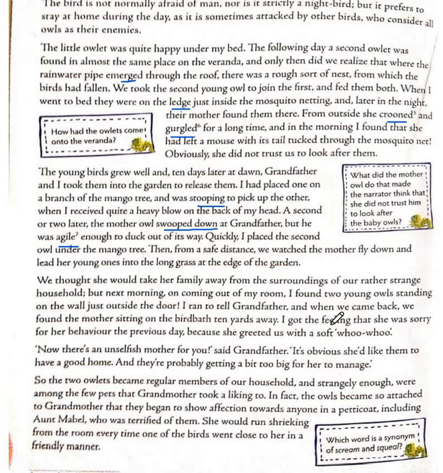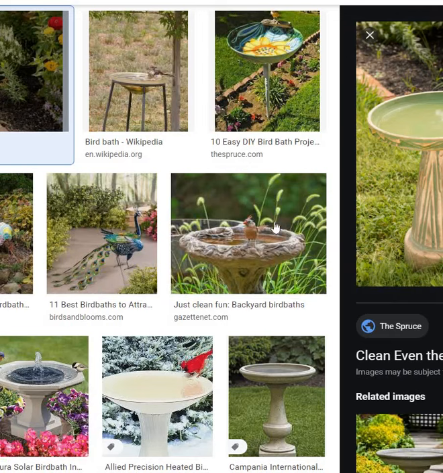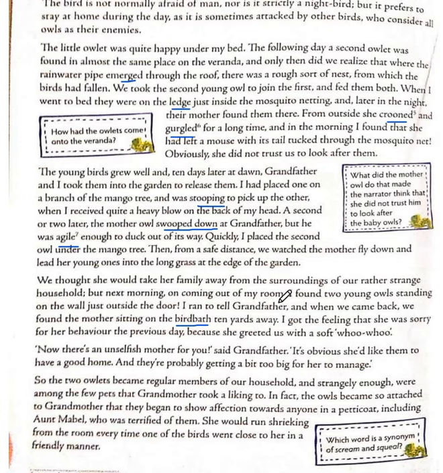Then what happened? When we came back, we found the mother sitting on the bird bath. I have shown you what a bird bath is. This is a place where the water is given, and then the birds will get bathed here. So this is a bird bath, ten yards away.